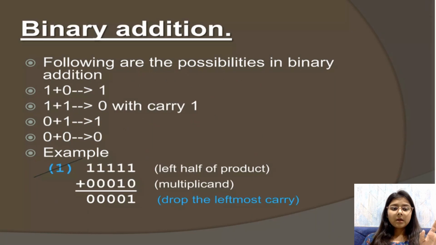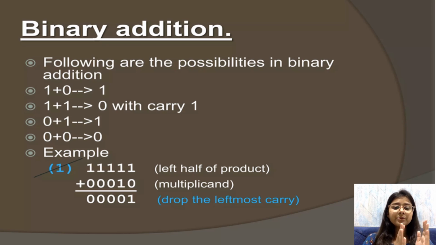Okay. So how to perform binary addition? Now in binary addition, if 1 plus 0 is given, then the answer is 1. If 1 plus 1 is given, the answer is 0, and you will get a carry 1. Okay. And if it is 0 plus 1, you will get answer 1. If 0 plus 0, you will get answer 0. So over here one example is given.